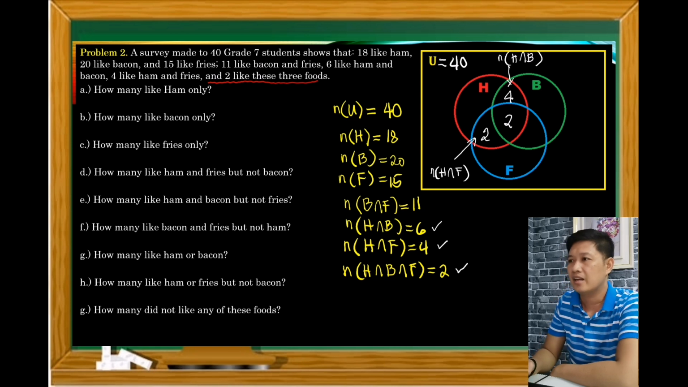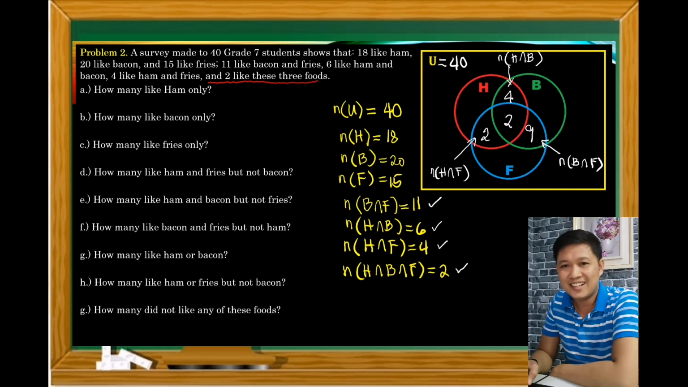Okay, correct. Next, saan naman natin ilalagay itong number of students that like both bacon and fries? Okay, correct. So, dito natin ilalagay ang number of students that like both bacon and fries. Kasi yan yung intersection nila. Okay? Sinabi dyan, 11 daw. May 2 na tayo dito nakalagay. Ilan na lang ang kulang? Correct. So, meron tayo 9. Okay. Now, kumpleto na natin ito.